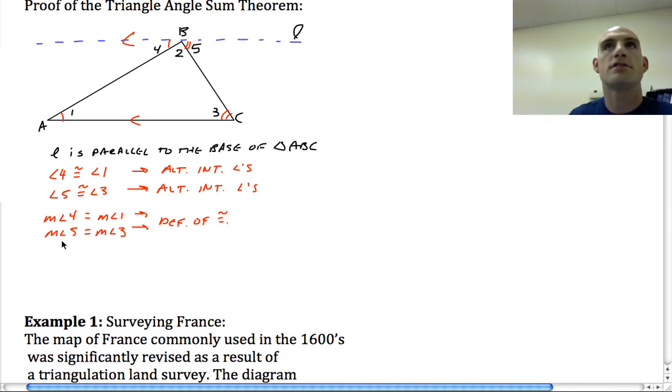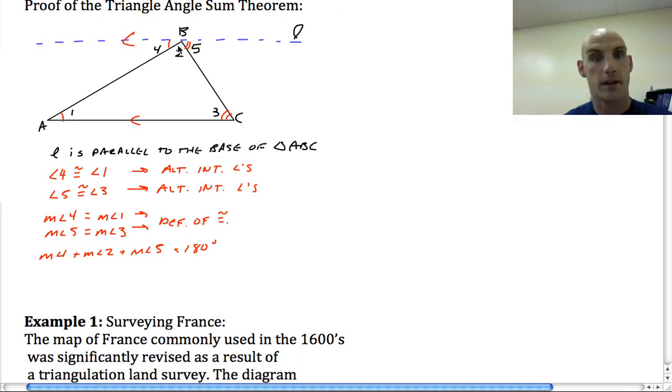Now here's the real kicker. This line here, line L, is made up of three angles. So what I can say is the measure of angle 4 plus the measure of angle 2 plus the measure of angle 5 is equal to 180, right? Because they're all in a line. This is a linear triplet, as it were. And the reason why I could say this is angle addition postulate.